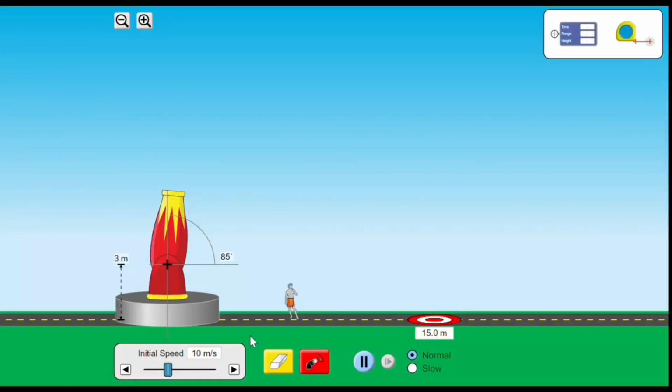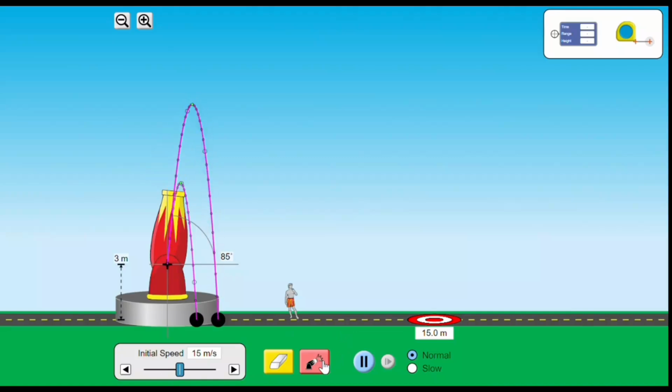I want to shoot a cannonball up in the air with an initial speed of 10 meters per second. I want to show you something, okay? When I shoot it up with an initial speed of 10 meters per second, that's how the trajectory looks. Now let me go ahead and increase the speed to 15 meters per second and shoot it up once more.